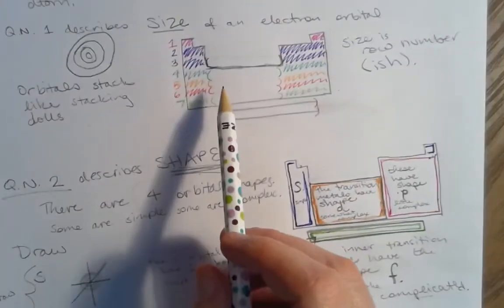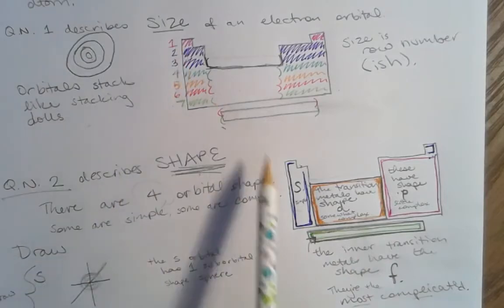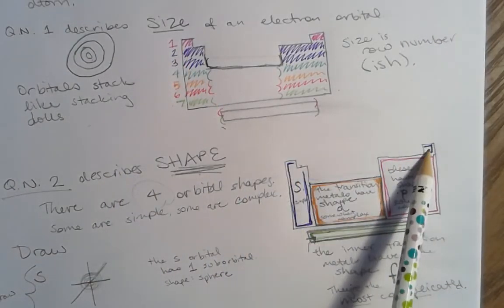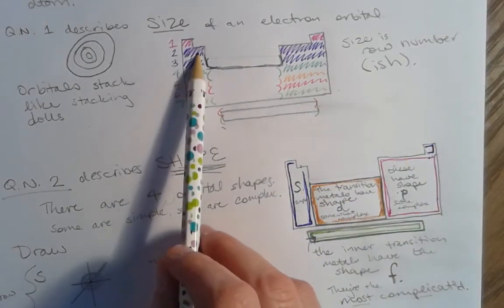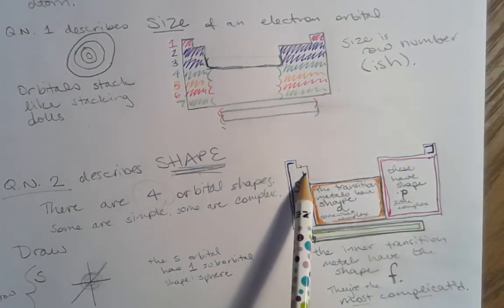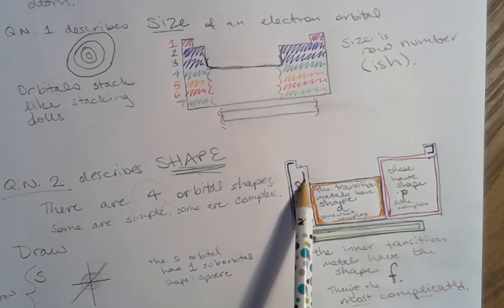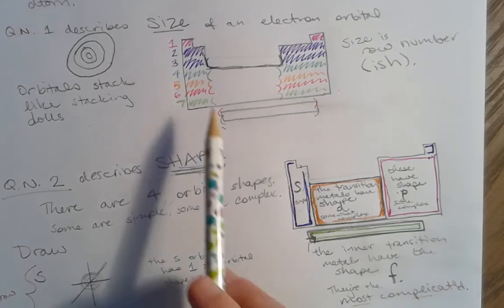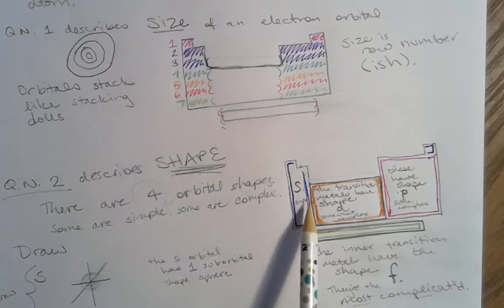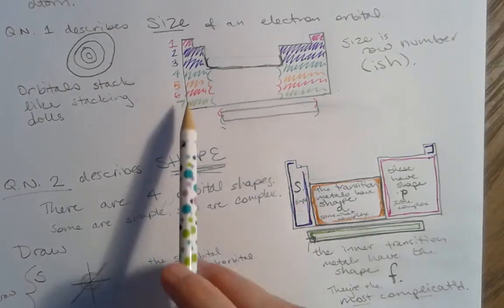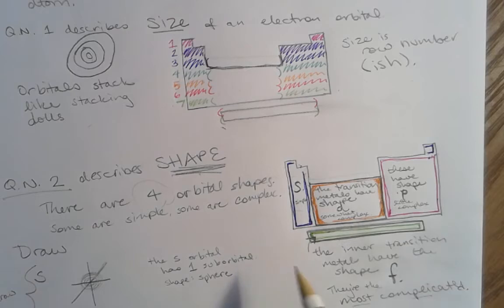Your size 1 shape s orbital holds 2 elements. Your size 2 shape s orbital holds 2 elements. Your size 3 shape s orbital holds 2 elements. Your size 4 shape s, 2 elements. Your size 5 shape s, 2 elements. Your size 6 shape s, 2 elements. Hopefully that made some sense.